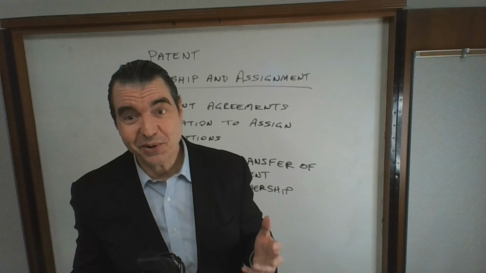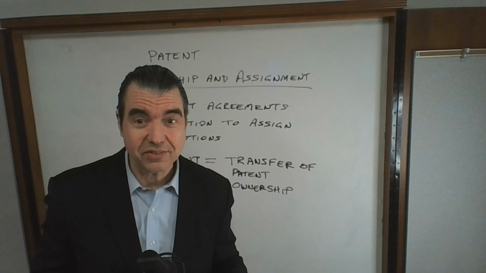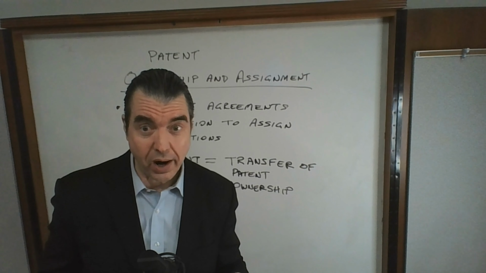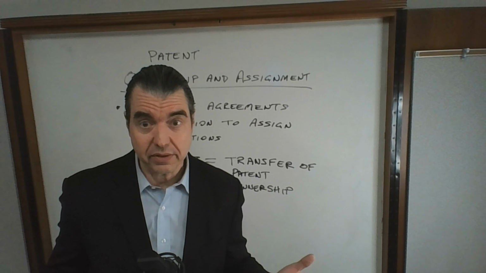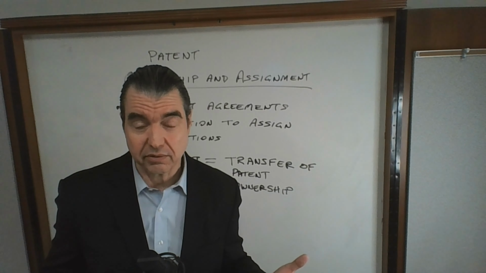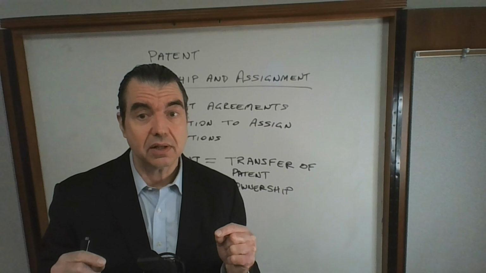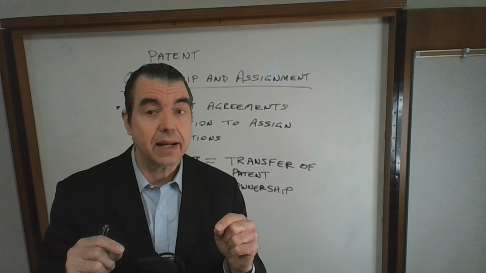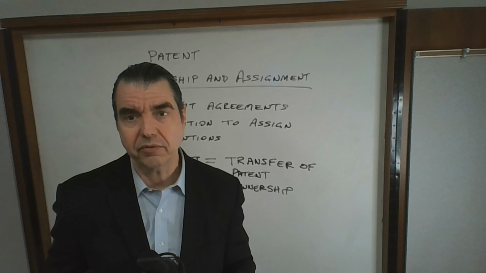It needs to be understood that setting up a business entity to license your patents requires that you, if you're the individual inventor, assign those patent rights to the business entity. You would no longer own the patent rights as an individual. Your business entity would become the owner of the patent rights.